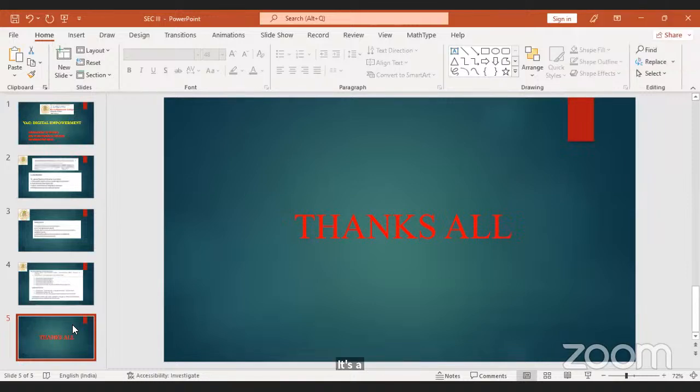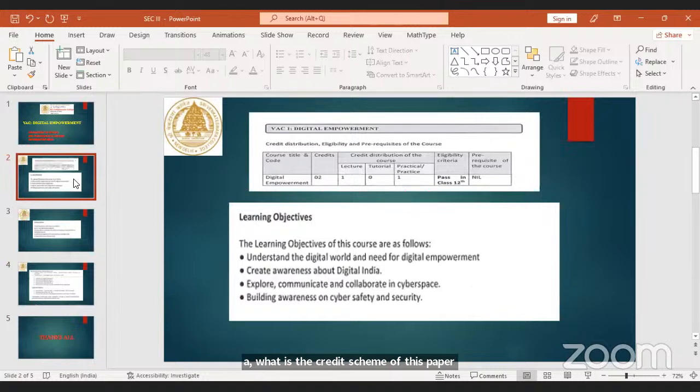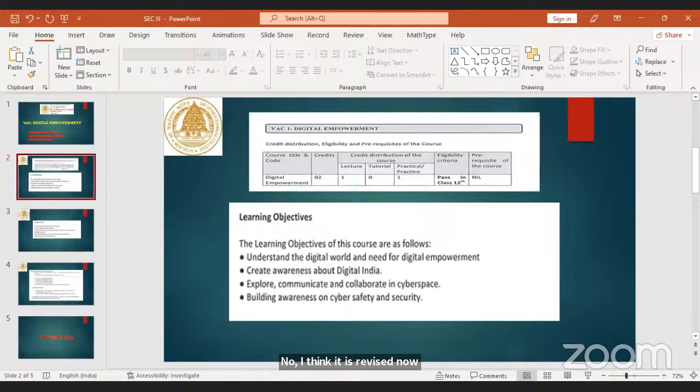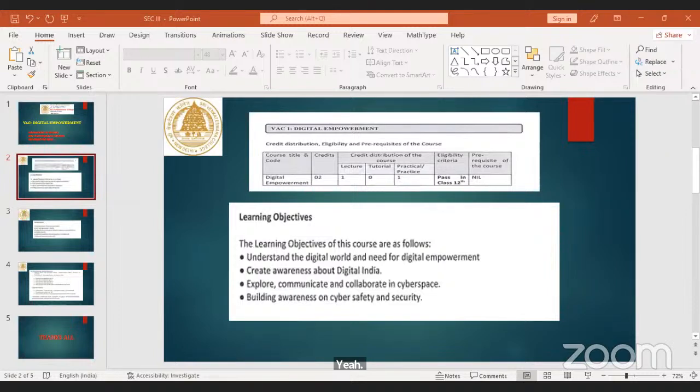Dr. Raghavendra, I just need one clarification. What is the credit scheme of this paper? This is 2 credits, madam. As given by the university, this lecture course is 1 and practical also 1, ma'am. No, I think it is revised now. No, ma'am, I've seen it from the website only. No, there is a revised notification dated, I think, in the month of November. It is revised now. It is 002. It is totally a practical paper. Okay, madam, I saw the website, and I got the same one only.